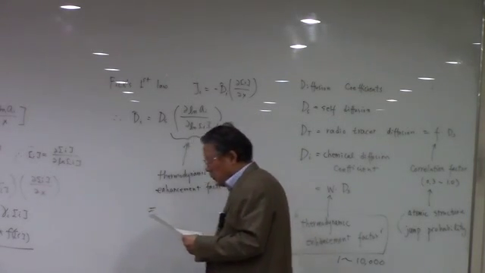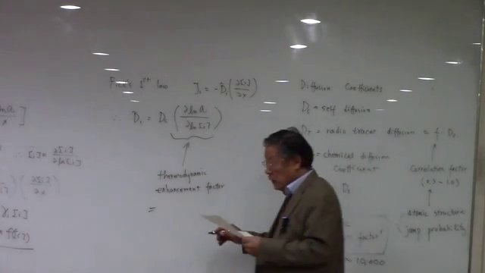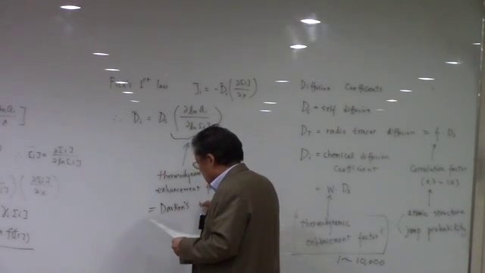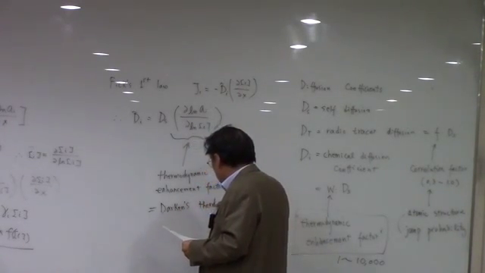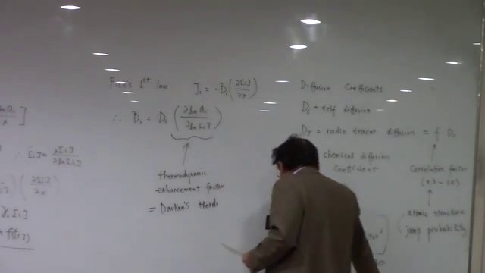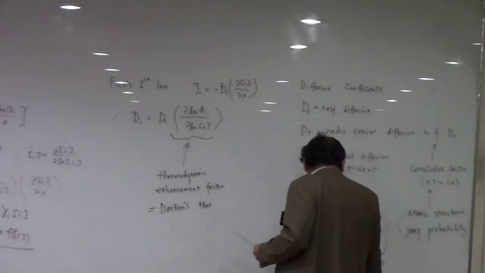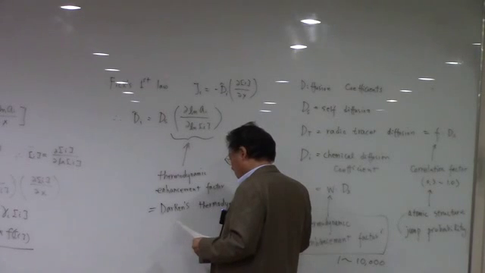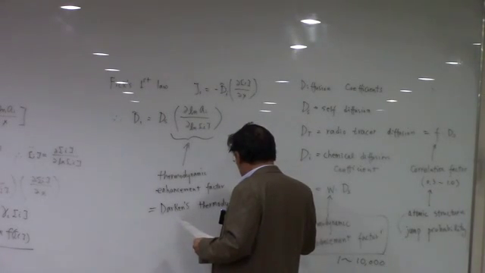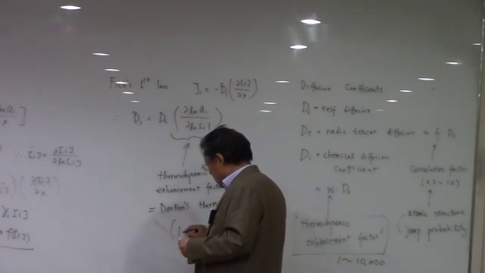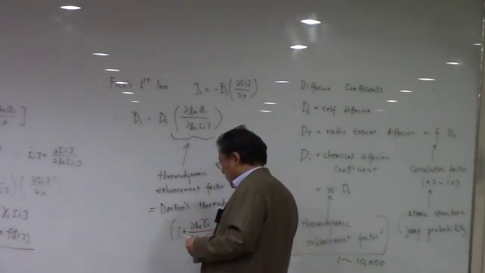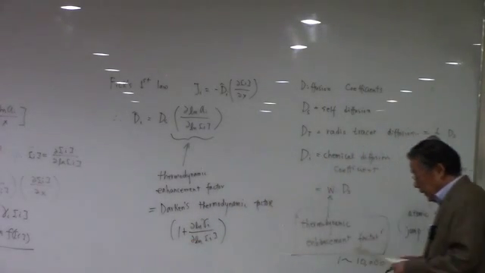It is often called by metallurgists the thermodynamic factor. That is 1 plus ∂ln gamma i over ∂ln concentration. Okay.